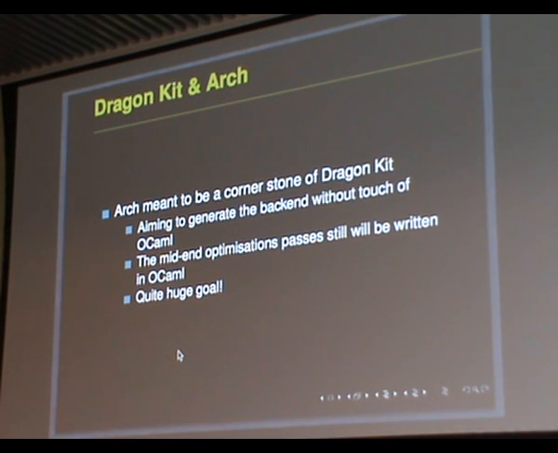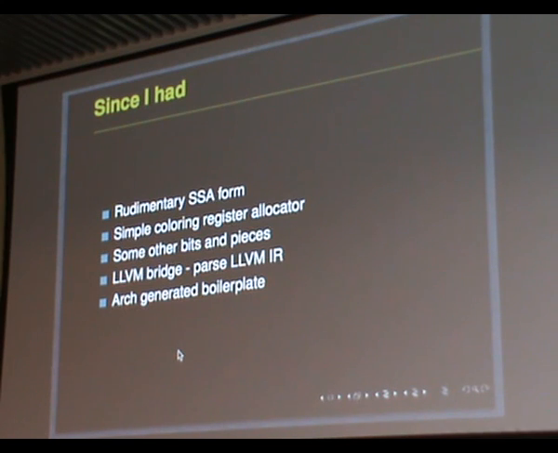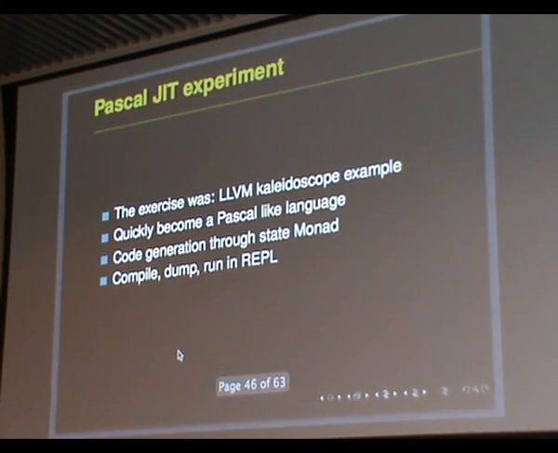I was aiming to generate the backend, of course, without touching TableGen, but that might be not possible later. So I had SSA form, I have register coloring, simple algorithms for register allocation. I have an LLVM bridge. I have all the Arch generated boilerplate. So the exercise was to port the LLVM example. And I succeeded. I also extended the example. And I could run the example in the REPL. And we have a compiler.